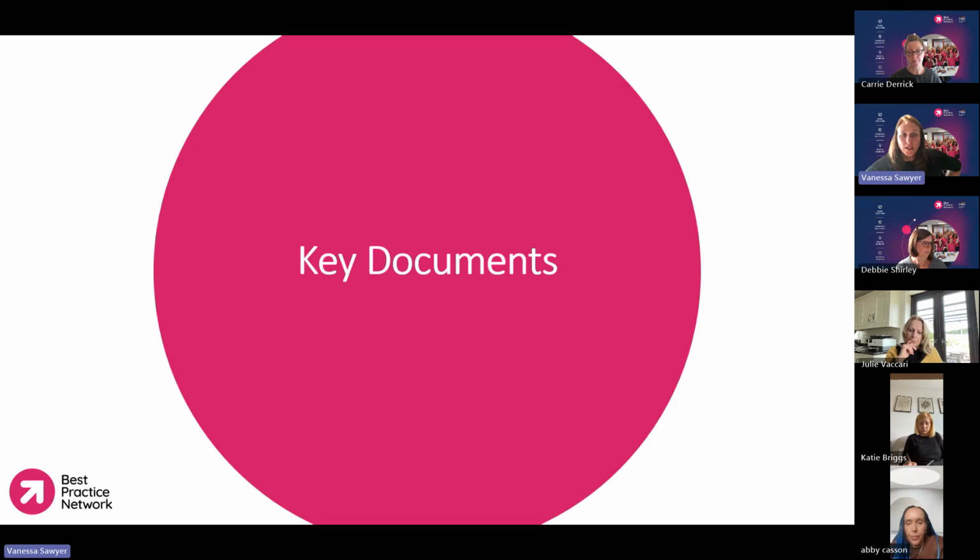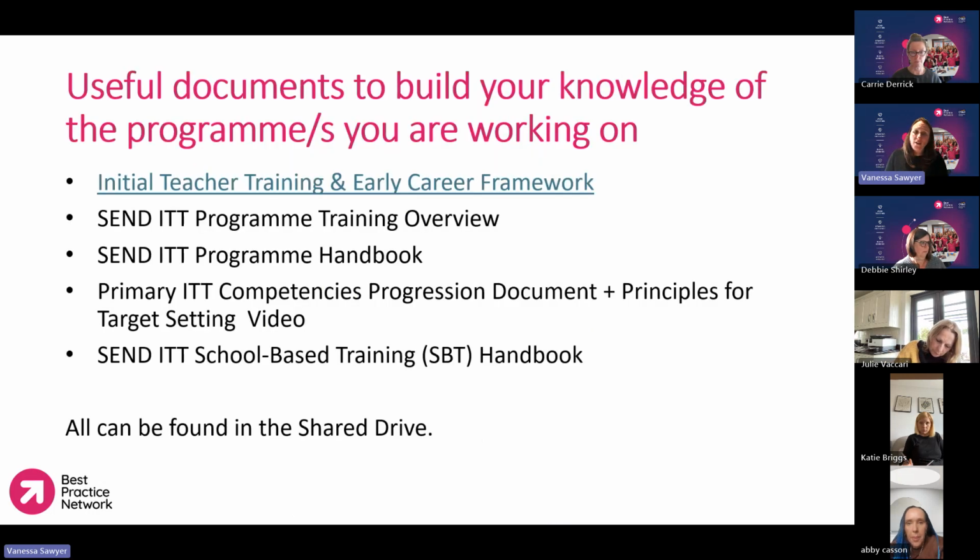So some key documents to be mindful of. All of these will be housed in the SharePoint for you. We have obviously the initial teacher training and early career framework. That is a key document because that is the backbone of the curriculum. That has all the learn how to statements in it. So if you wanted to know what the expectation was in terms of the different areas which link to our competencies, you could spend some time looking at the framework.